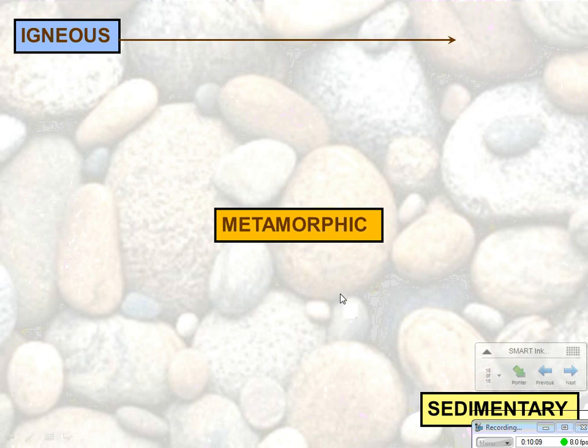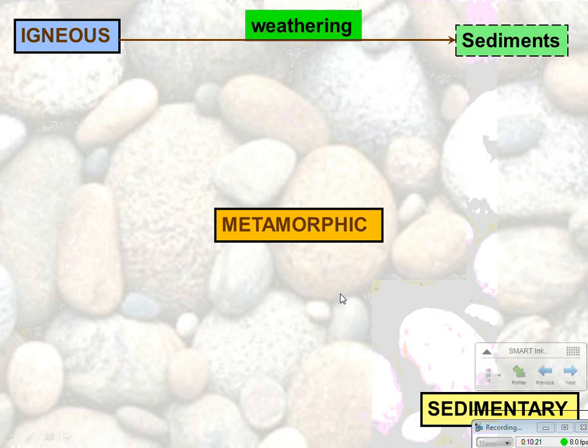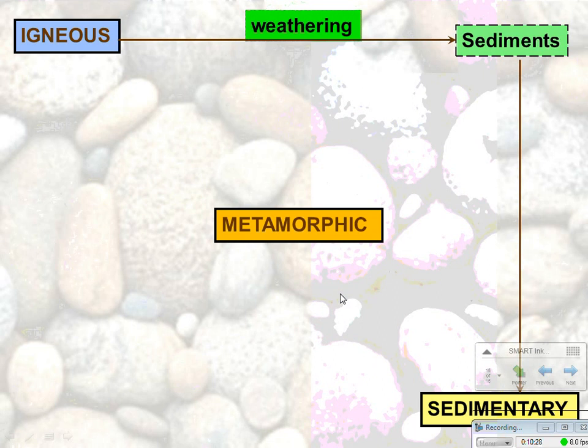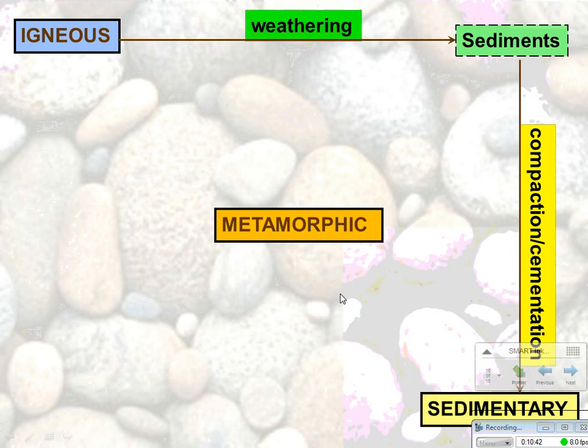Now, if we have an igneous rock, we're going to weather that igneous rock, and we're going to break down the igneous rock into sediments. And once we have those sediments, we're going to make a sedimentary rock out of sediments. Make sure you can put that together. You got sediments, you're going to be making a sedimentary rock. And in order to make that sedimentary rock, you're going to need to compact and cement those sediments together into that sedimentary rock.